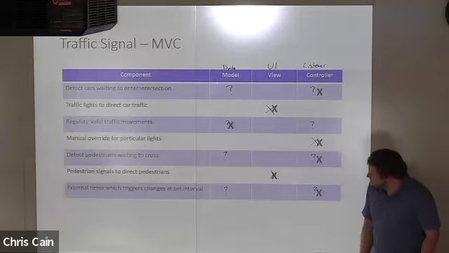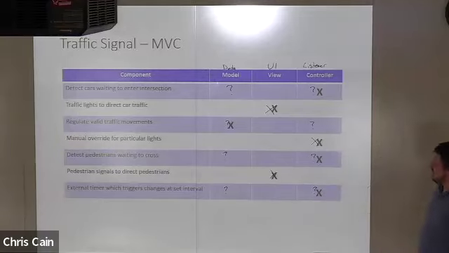We've got the pedestrian signals, but the external timer to trigger changes at a set interval, that's a listener. We're waiting for that timer to hit 0. Once that timer hits 0, we're going to send a signal to the model and/or the view that says it's now time to change the direction of the flow of traffic, if it's a timed light. Does all that make sense?